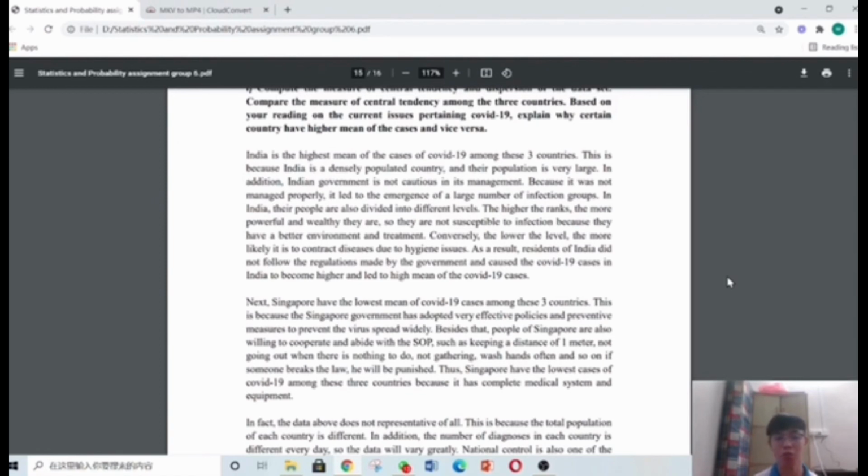Next, we see the Singapore. So Singapore has the lowest mean of COVID-19 cases among these three countries. So why? Because Singapore government has adopted very effective policies and preventive measures to prevent the virus from spreading widely. And the people of Singapore are also ready to cooperate and abide by the SOP. So they were keeping a distance of 1 meter, not going out when there is nothing to do. They are not gathering and they will wash their hands often and so on. And the last one is Singapore has a complete medicine system and equipment.